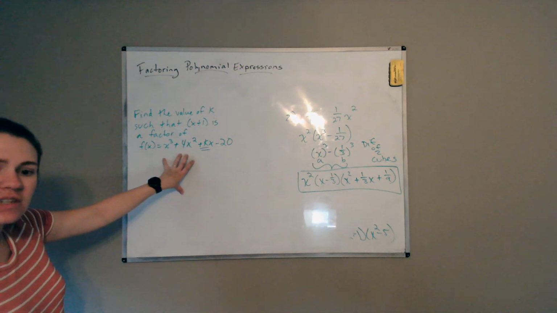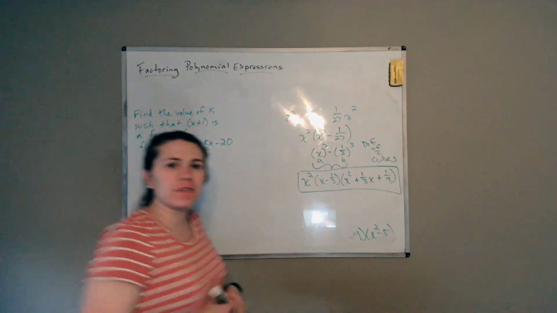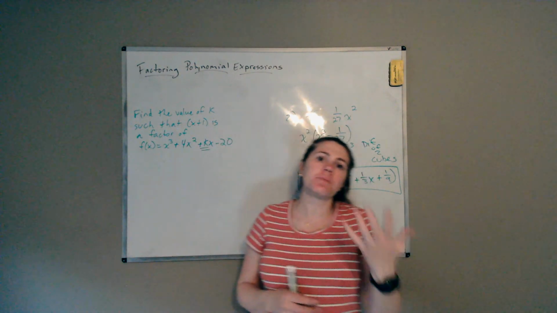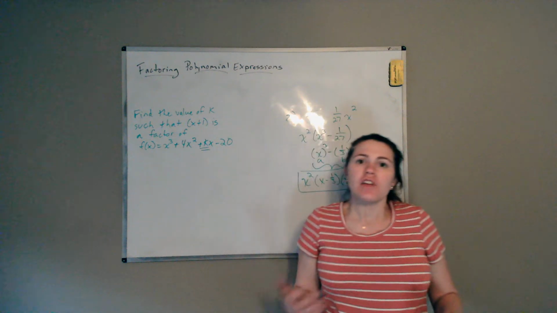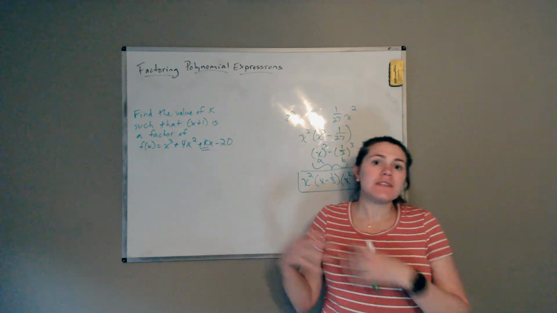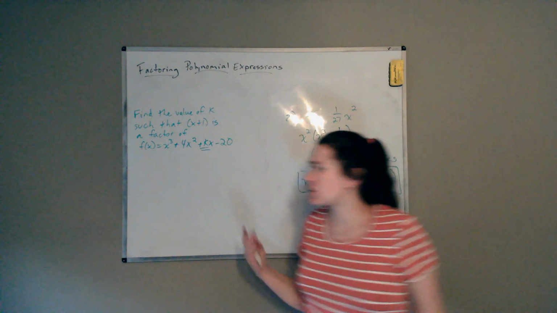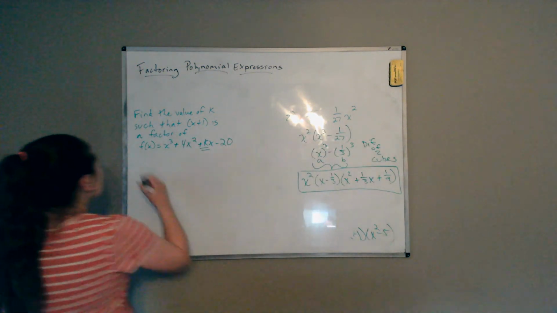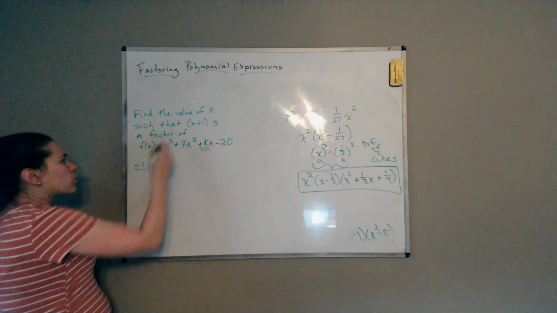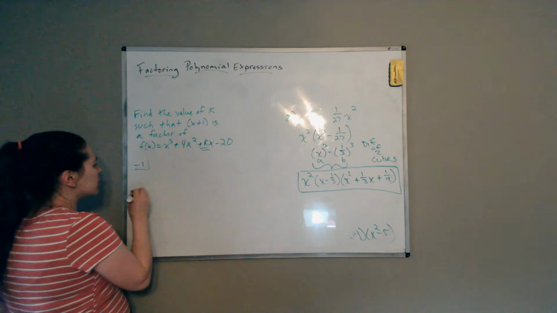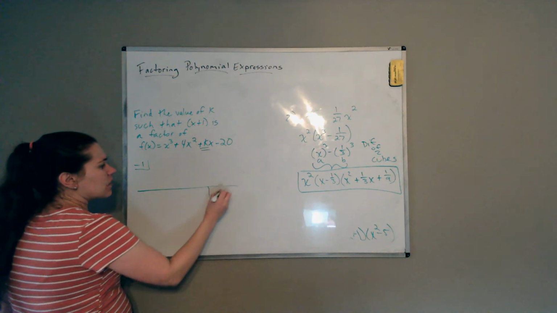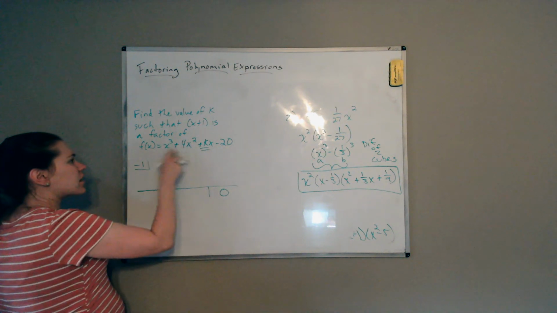So what that means is x plus 1 should divide it evenly. That's the only thing we know right now: x plus 1 should divide it evenly. So what that means is the remainder better be 0. So what we can do is set up synthetic division and see where it gets us. So we know that when we divide by x plus 1 into this function, we should always get a remainder of 0. So let's set up synthetic division.